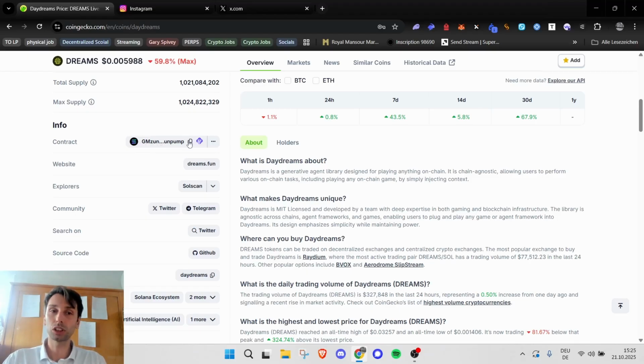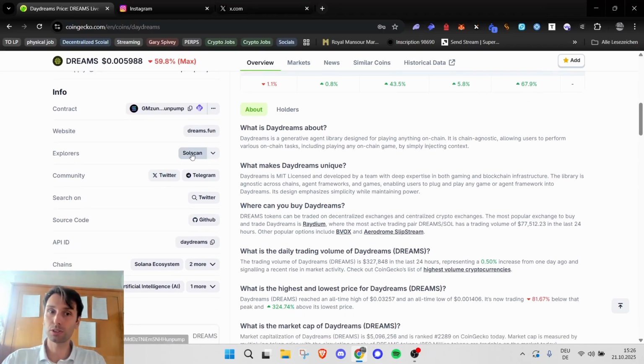Then you can see the contract if you want to copy and paste the contract in TitanSwap to swap from Solana or USDC into Dreams, or from Dreams into Solana and USDC. Then you see the website, dreams.fun, which Explorer you can find it on, and the community on X and Telegram.